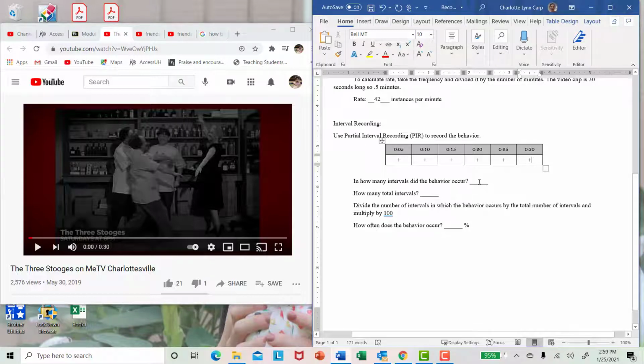So how many intervals did the behavior occur? We had 6. How many total intervals? 6. So we divide 6 by 6. And we get 100%.